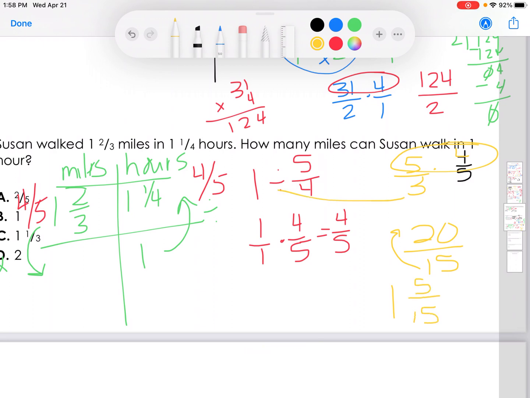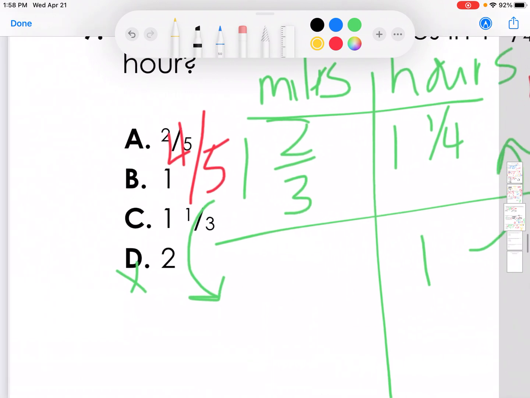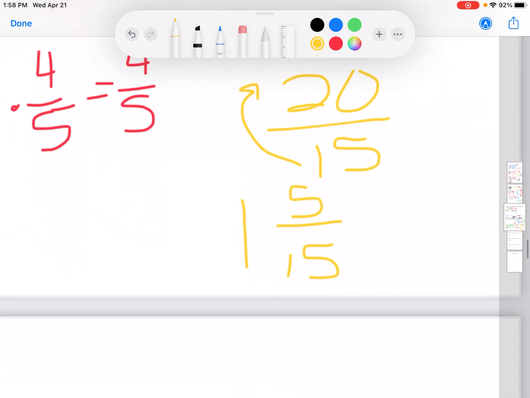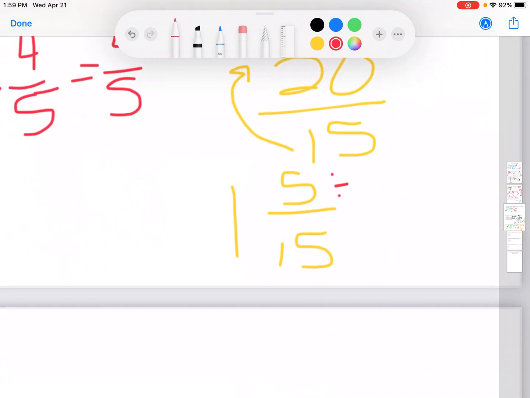So I'm going to look at my options. I can eliminate A, I can eliminate B, I can eliminate C, because they don't have fractions and it's got to be 1 in something. So it's 1 1/3. Let's see why. So I can divide the 5 by 5, the 15 by 5. I get 1 1/3.